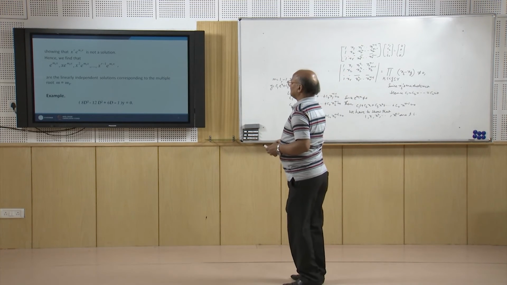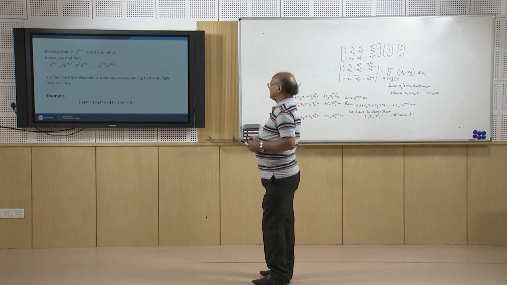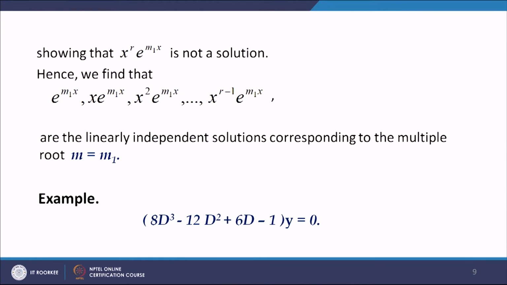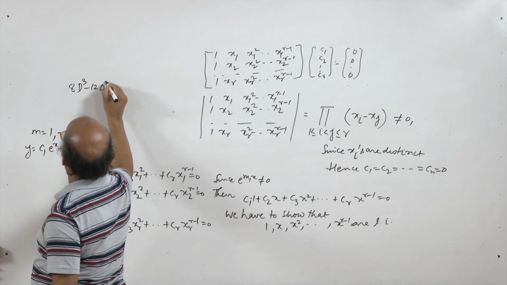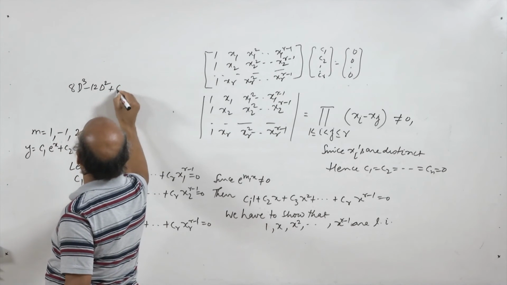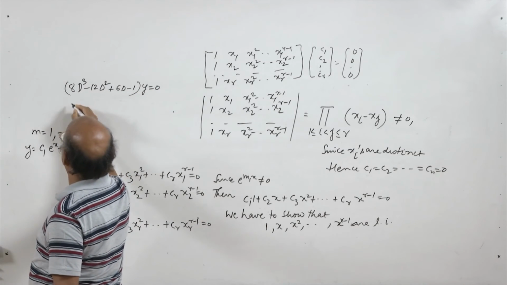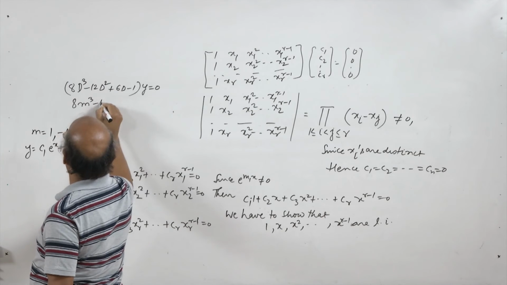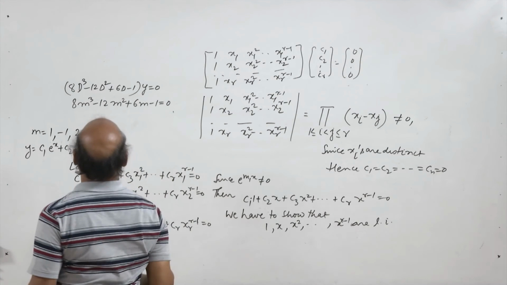Now, in the case of r roots of the indicial equation being equal, this is how we will find the independent solutions. So, let us consider the equation 8 D cube minus 12 D square plus 6 D minus 1 acting on y equal to 0. So, the auxiliary equation will be 8 m cube minus 12 m square plus 6 m minus 1 equal to 0.